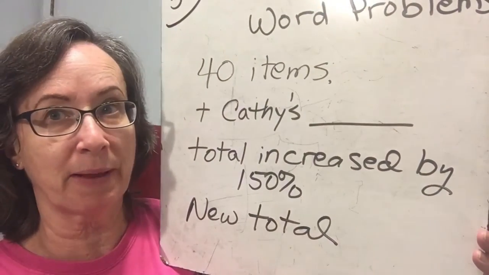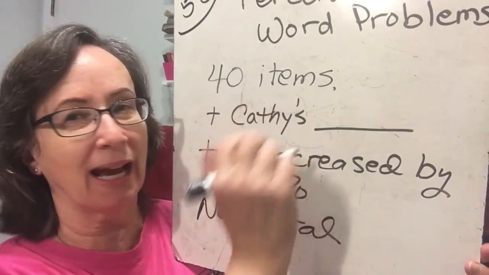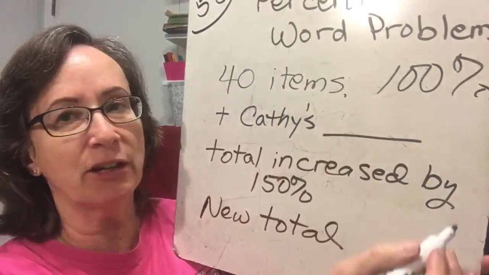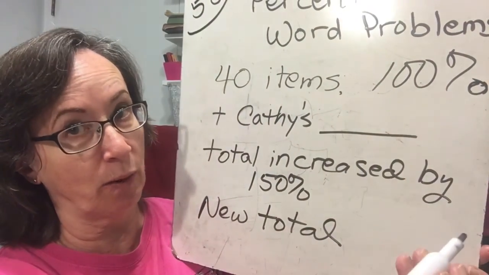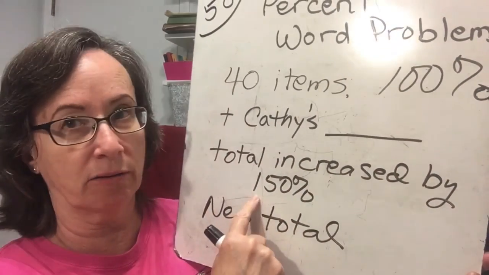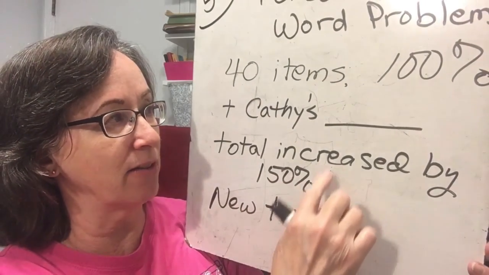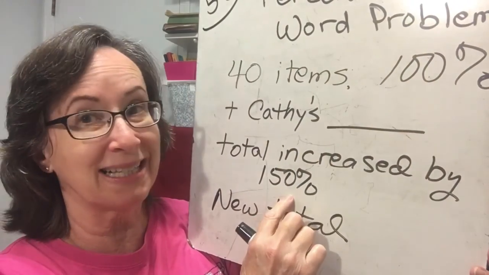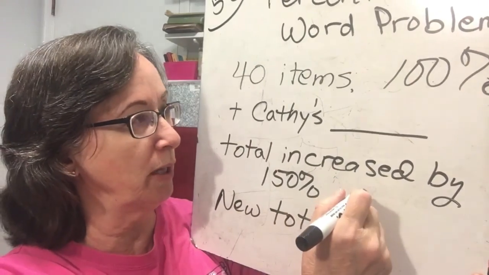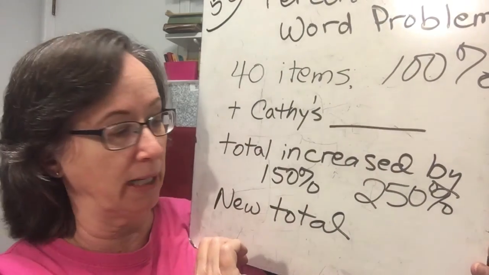Okay, so let's talk about this a minute before we do our diagram. So they started with 40 items. So this 40 items would be considered their 100%. Okay, so then they're going to add some items that Kathy has. Quite a few items that Kathy has. Because they're going to increase their total by 150%. Which means that the 100% they had to start with plus another 150%. So that means they're increasing to 250% of the original 40 items.